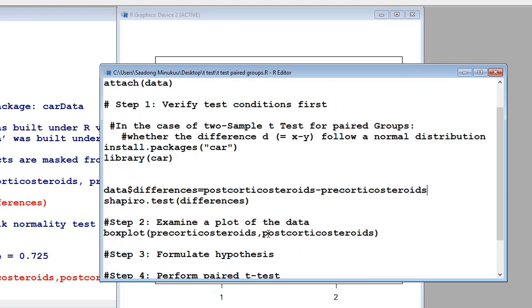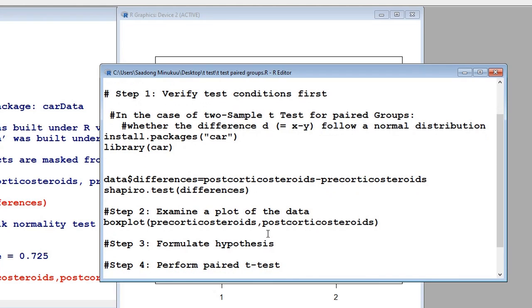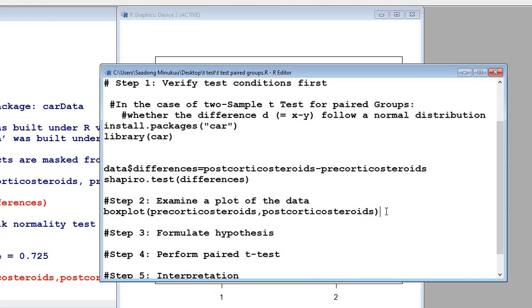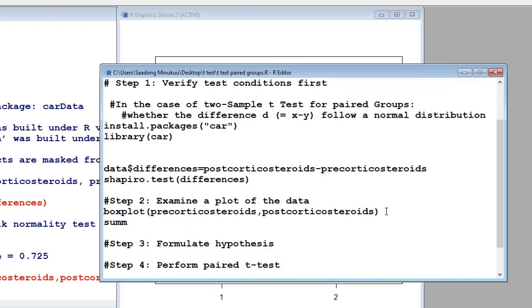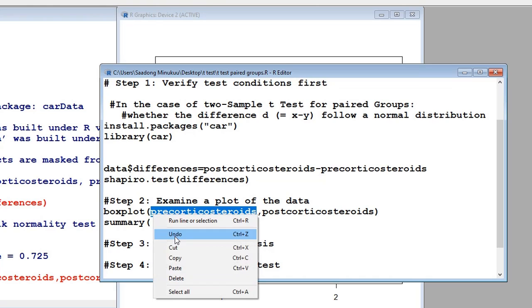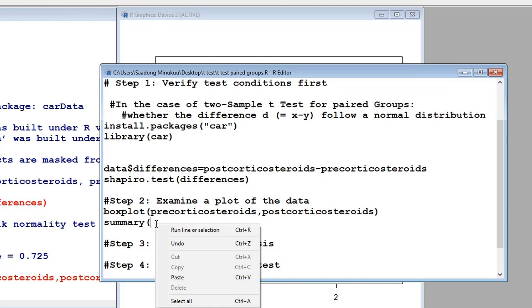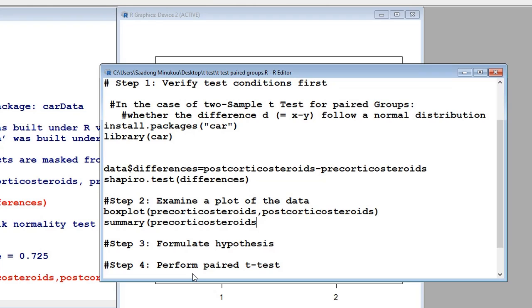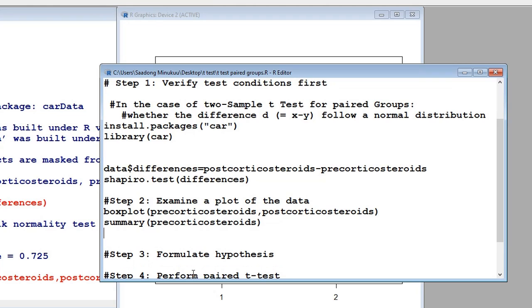If you want, you could use a summary command. Okay, so you can just say summary. If you want the values of the median, the mean, and everything, just say summary in brackets. You want to summarize, let's say, pre-corticosteroid. So let me copy this and paste it here, and let's do the same for post-corticosteroid. Summary in brackets, post-corticosteroid. Let me copy this one here and just paste it.